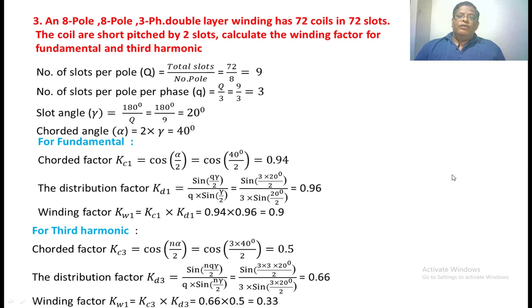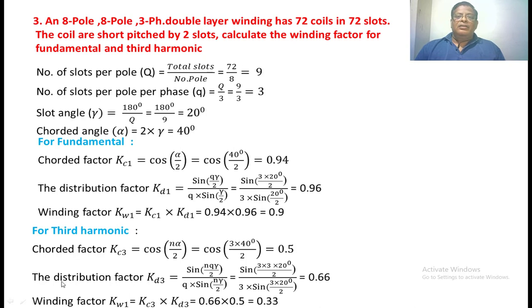Third harmonic. We know the formula for a third harmonic. We know the formula for the pitch factor or chorded factor. Kc3 equal to cos n alpha by 2. See here it is a third harmonic, so n value becomes a 3. Substitute all the values, we are getting the 0.5.